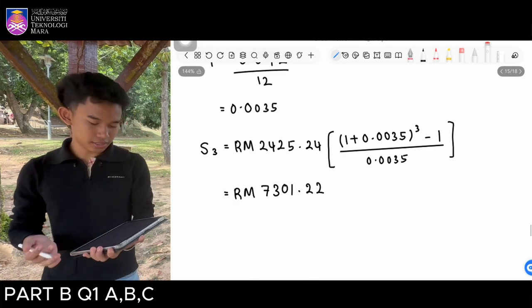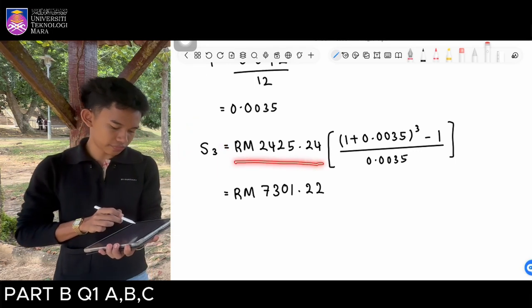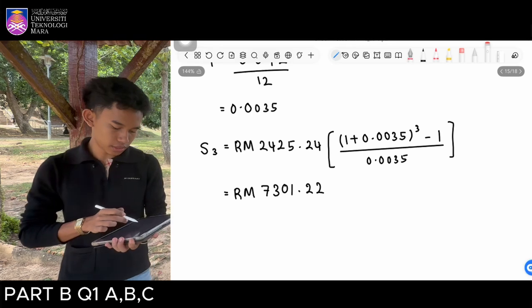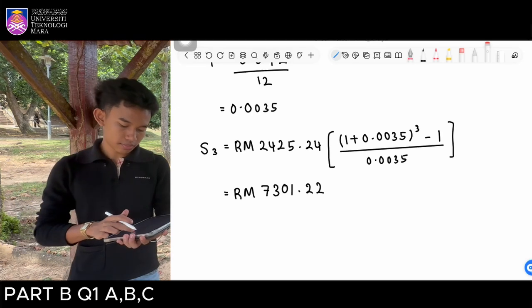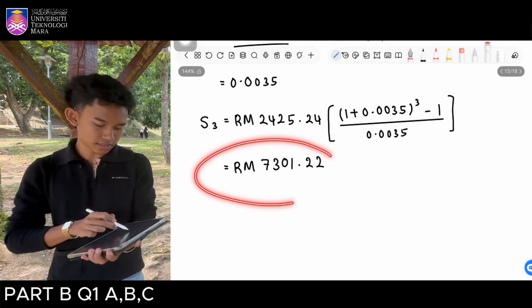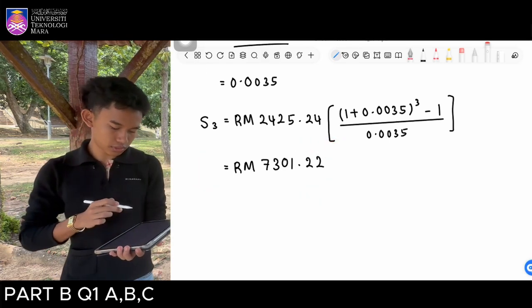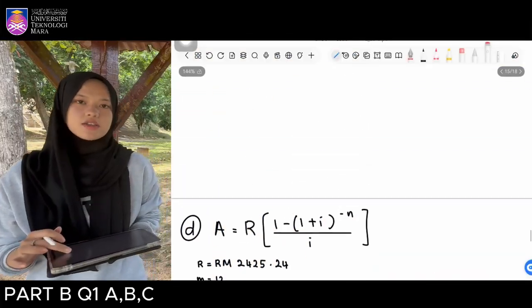To get the answer, we just insert the values into the formula, which is S3 equals RM 2,425.25 in bracket (1 plus 0.0035) to the power of 3 minus 1, over 0.0035. Press the calculator and you will get the final answer, which is RM 7,301.22. That's all. Alright, so I will continue to the next question.